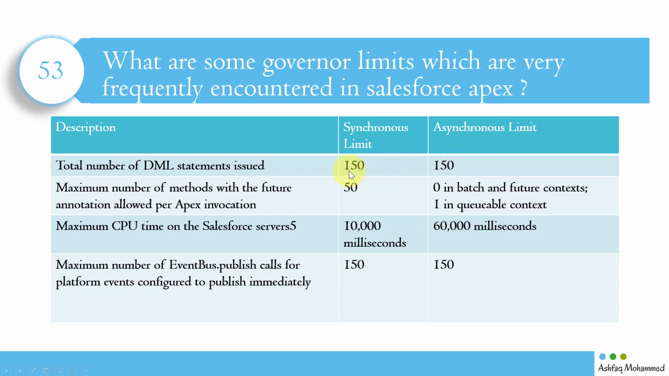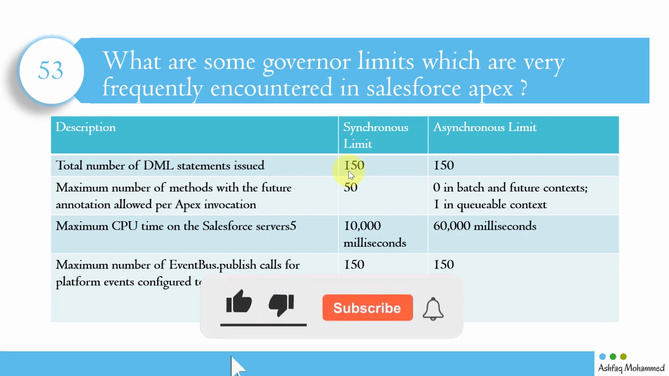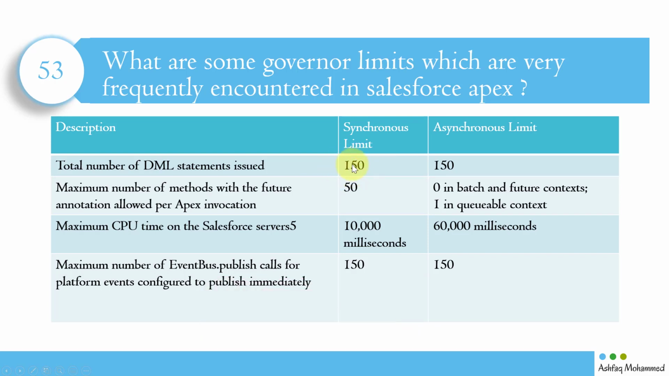The question arises over here: why is 150 enough? Let's say the interviewer will try to confuse you here. This is also one of the important things you have to focus on. The interviewer might grill you here as well. They might ask, I have 200 records and I want to insert 200 records, which means I might be issuing 200 DML statements.